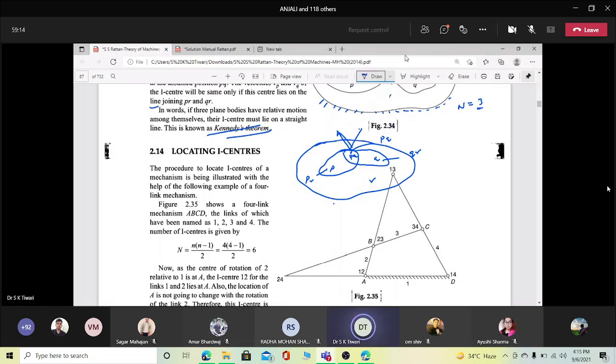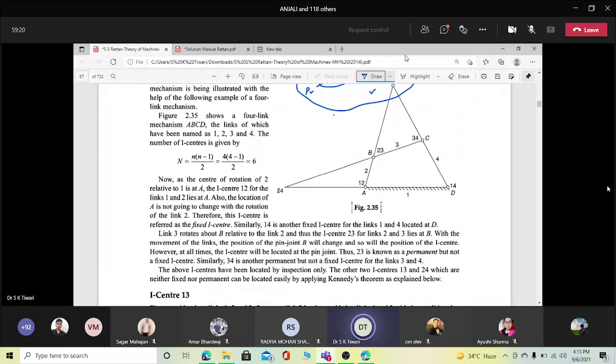अब how to locate the eye centers? The next topic is how to locate the eye centers. अब आप देखो, this is a 4, अभी इसको भूल जाओ, ठीक है। आपके पास 4 बार चेन दिया हुआ है, ये 4 बार चेन मैकेनिज्म है, अब ये चेन नहीं रह गया, मैकेनिज्म हो गया, क्योंकि एक लिंक आपने फिक्स कर दिया 1 2 3 and 4. देयर आर 4 बॉडीज, तो 4 into 3/2 कितने आई सेंटर्स होने चाहिए? 6.